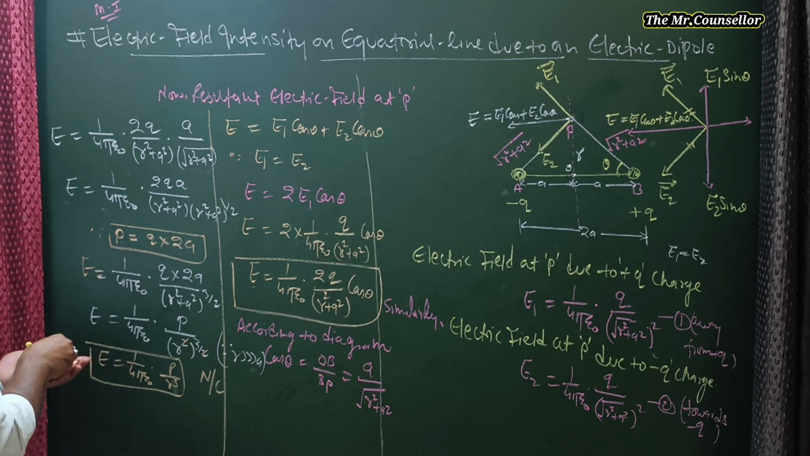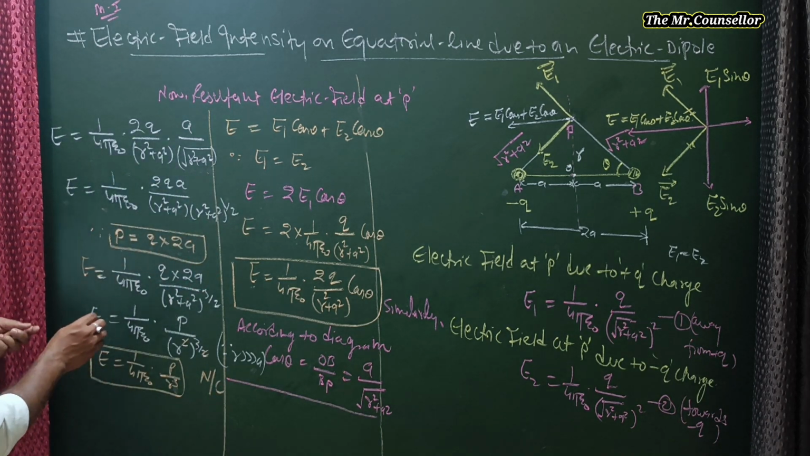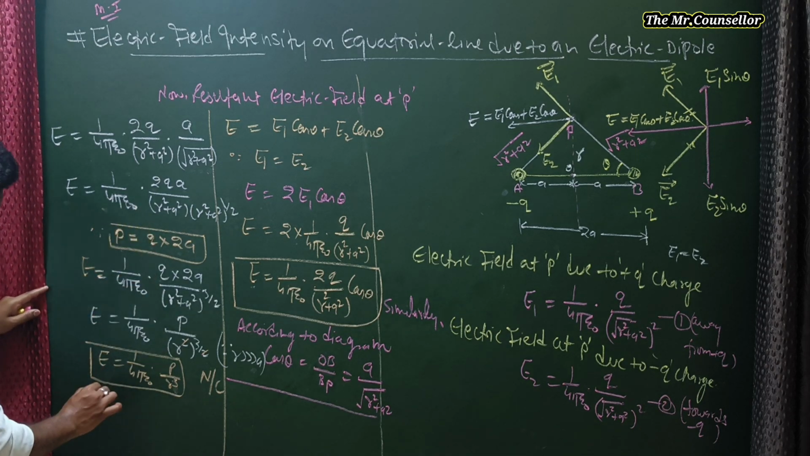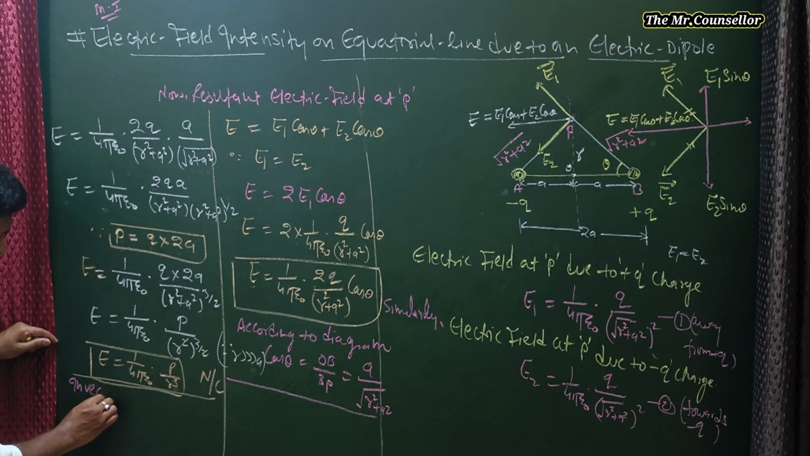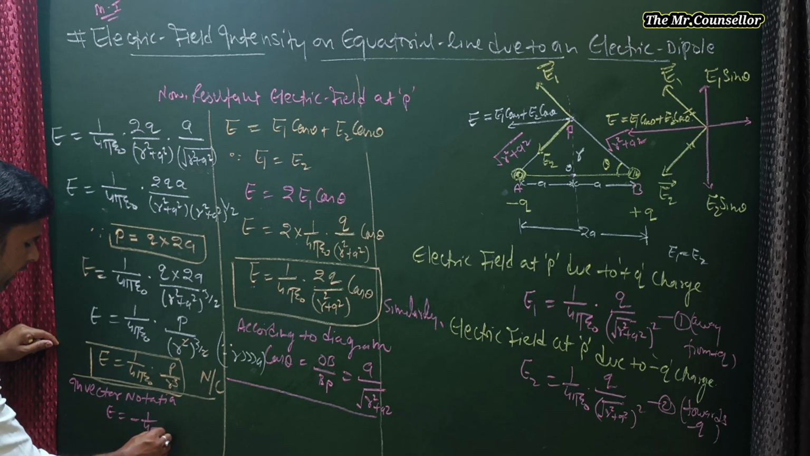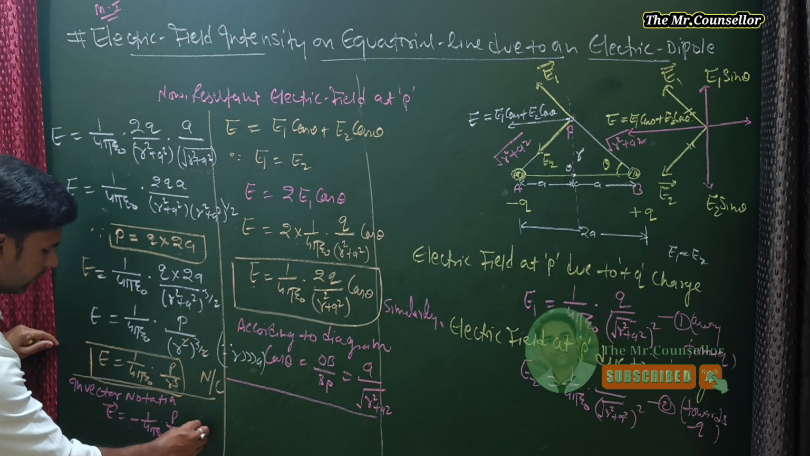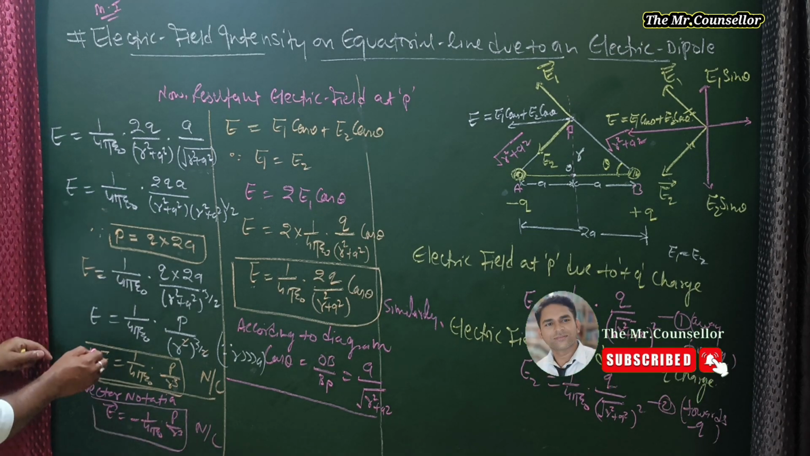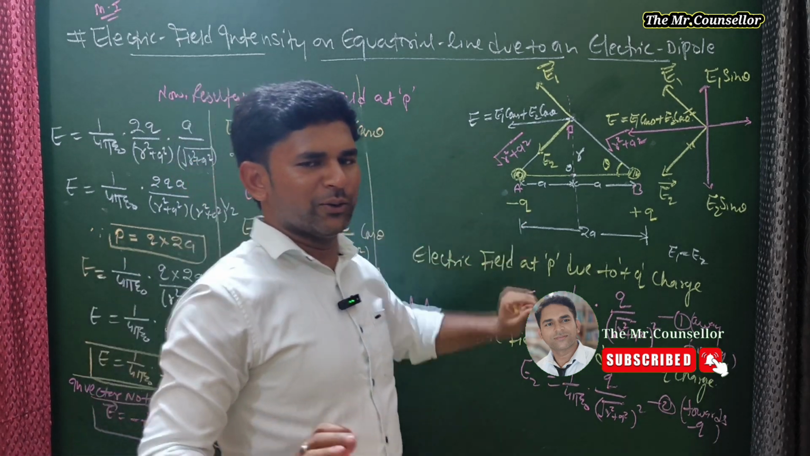Do remember one thing, if you want to write in vector form, what are you going to write? In vector notation, you can write vector E is equal to negative of 1 upon 4 pi epsilon naught P upon R cube, Newton per Coulomb. Only the negative sign will come. Why? Because of the direction of the electric field. Is it okay or not? Till here any doubt? No doubt.